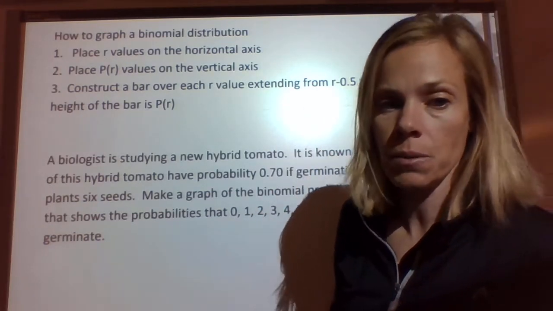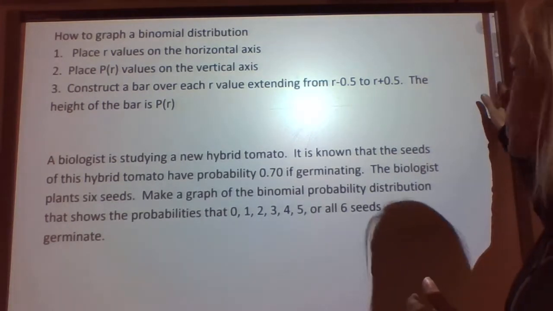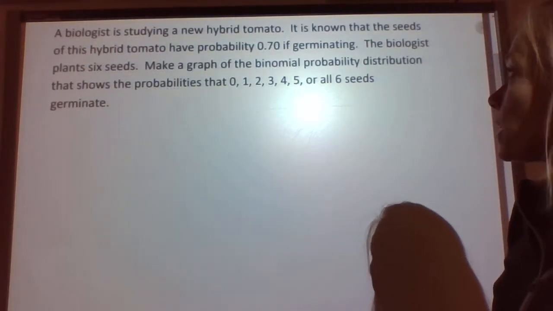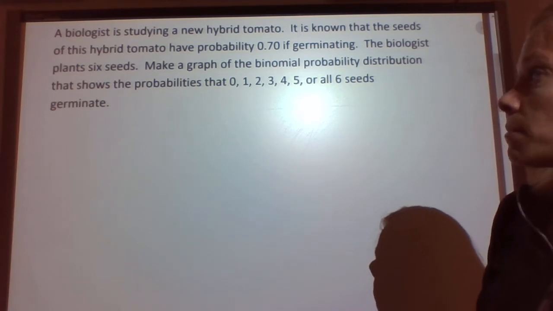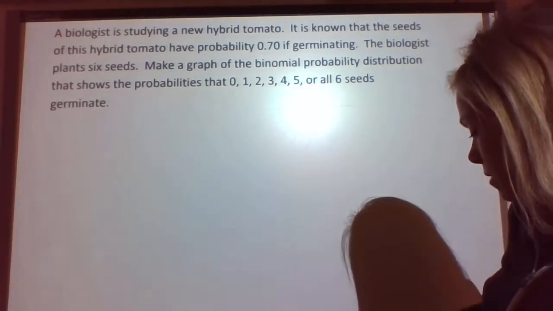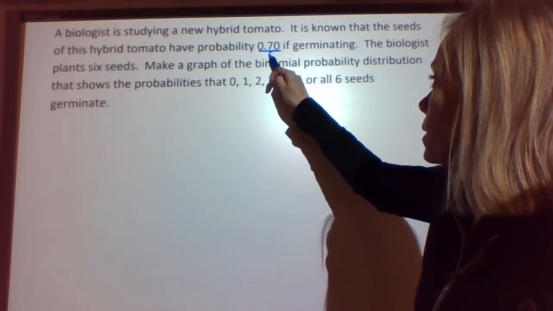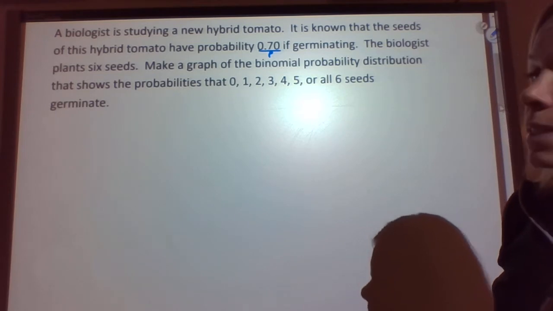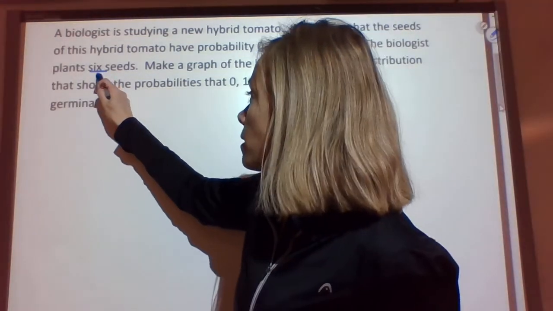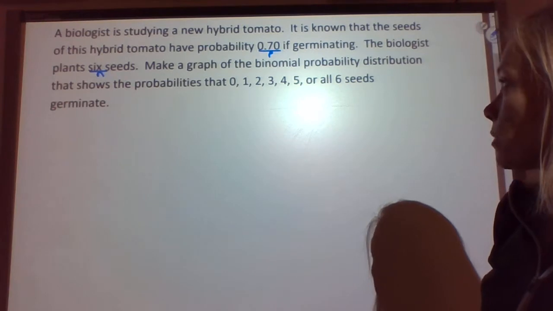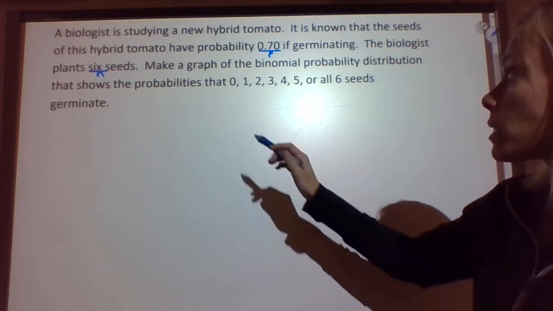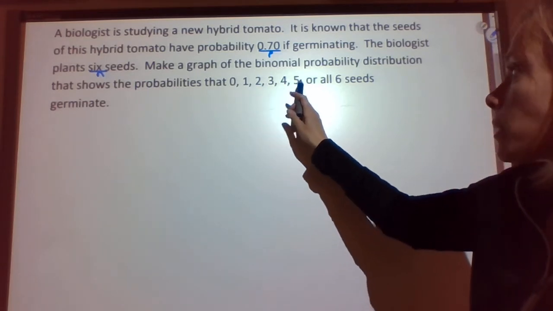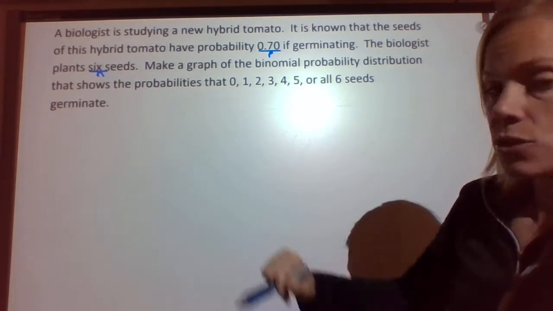Okay, so let's do an example. That's probably the easiest way to understand this. A biologist is studying a hybrid tomato. It is known that the seeds of this hybrid tomato have probability of 70%. So I want to underline that. That's my P of germinating. The biologist plants 6 seeds. So there's my N. Make a graph of the binomial probability distribution that shows the probabilities of all the R's, 0 all the way to 6, that can happen out of 6 seeds to germinate.